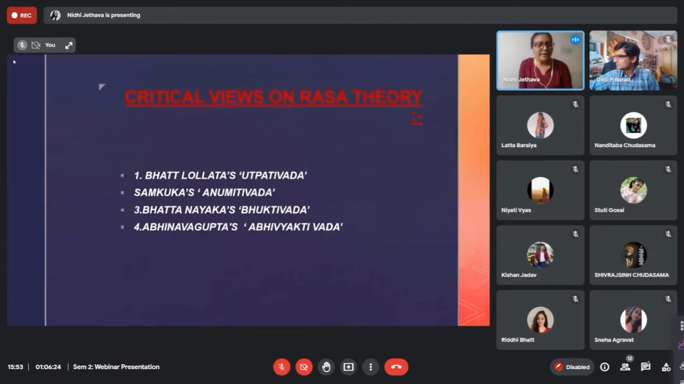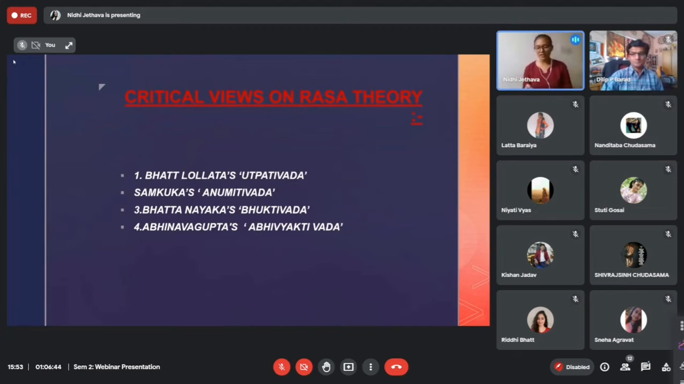Now come to the Nayak Bhuktivad. So Bhattanayak believes in Nispati. He says that Nispati means bhog or bhukti, and that is why Bhuktivad came out. According to Bhattanayaka, Ras is neither produced, suggested, nor created by anything.